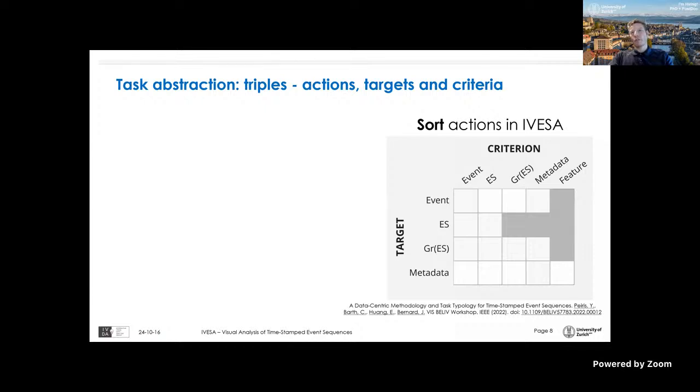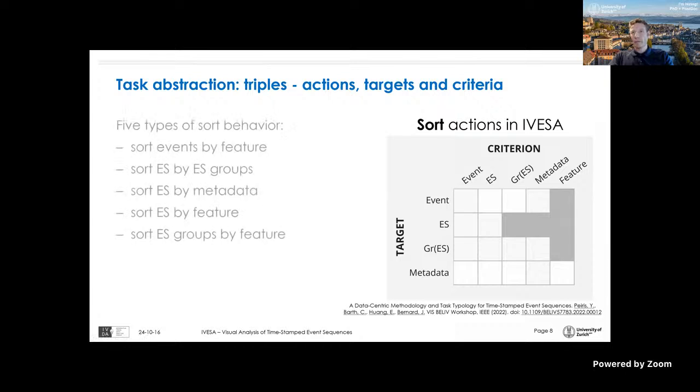There is one thing that I would like to share with you as a takeaway. We abstracted tasks using an actions, targets, and criteria method. It is very similar to the talk that we saw before. Can't wait to draw the connection. Here I show you, for example, a sort action that can be applied to different targets by different criteria. And what I mean with this is that IVISA supports 5 different types of this sort action. Sorting events by feature, sorting event sequences by groups, sorting event sequences by metadata, event sequences by features, and event groups by features. So it is not only a single sort, it is actually 5 different types of occurrences of that, all of them supported in our tool.